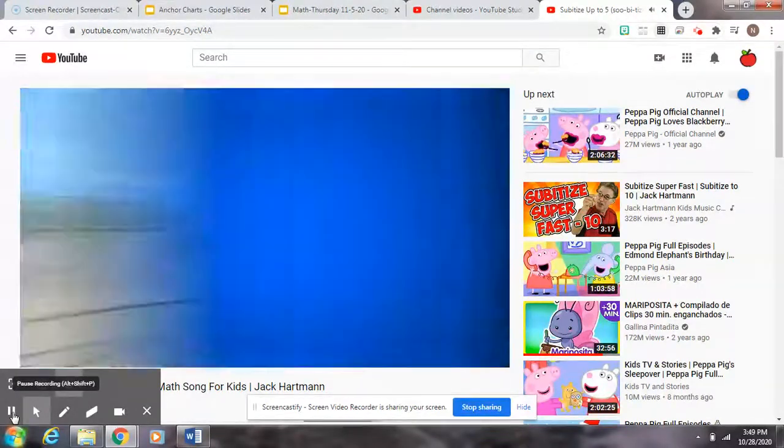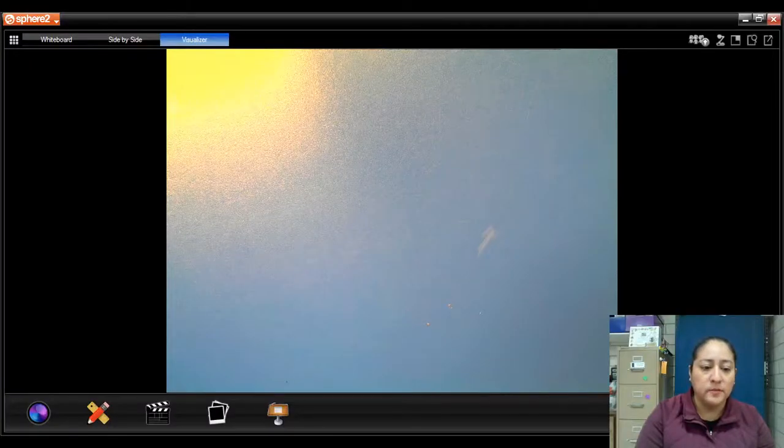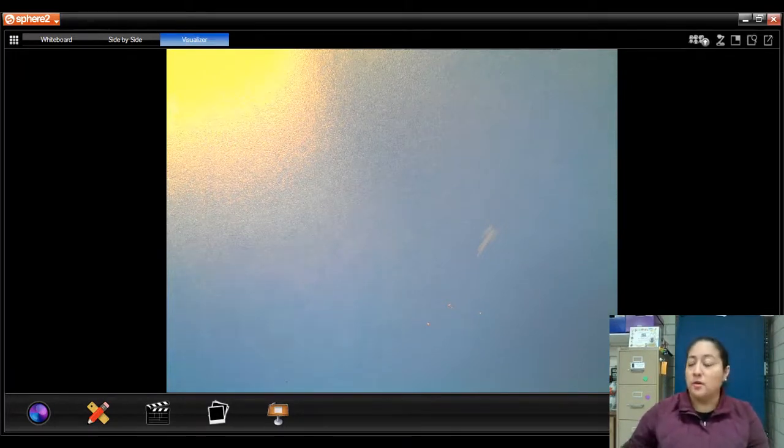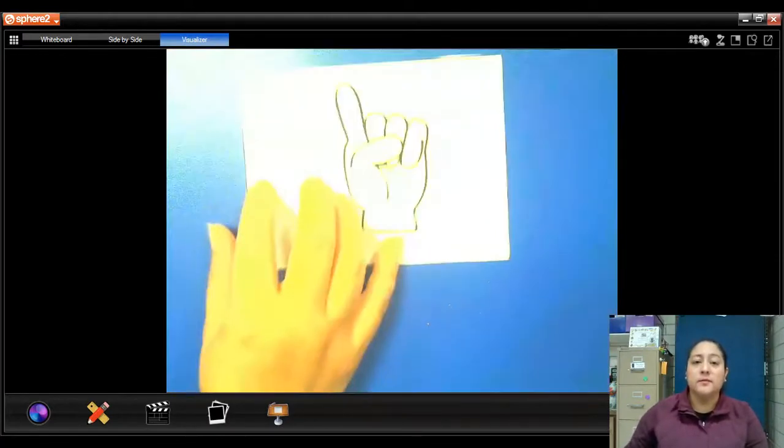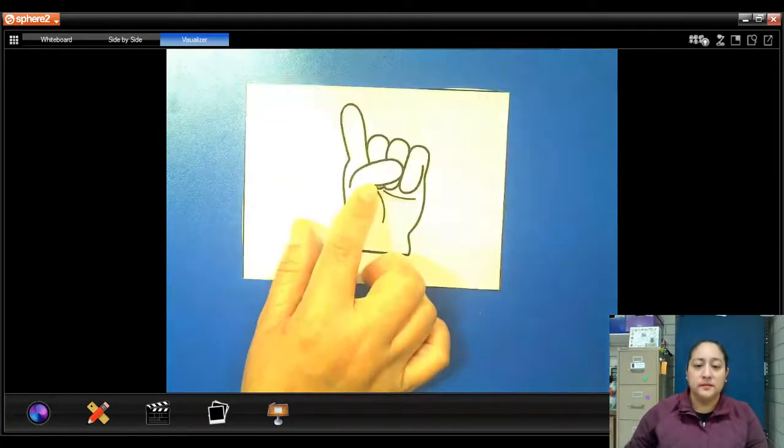Okay, boys and girls. So now I wanted to go over some stuff before I show you the homework. So if you can look at this, what number does this represent?